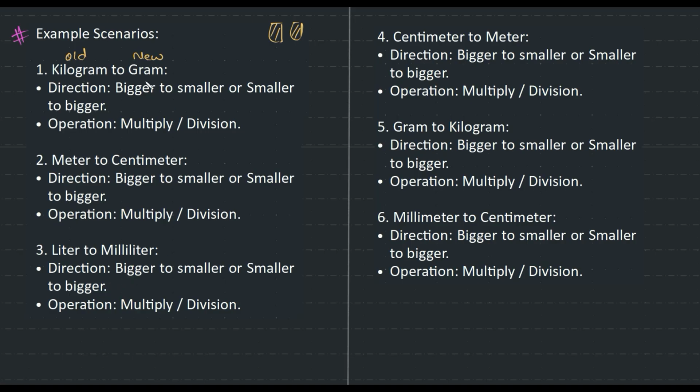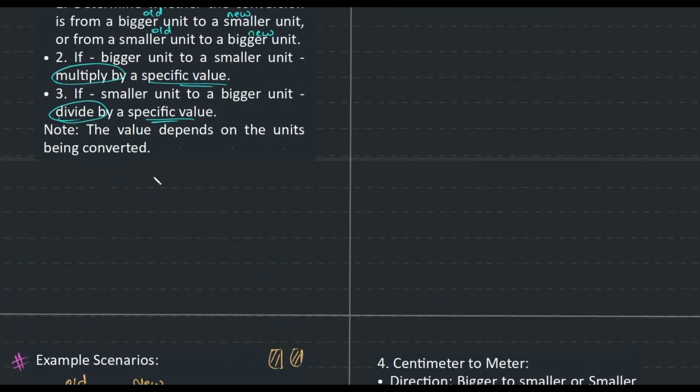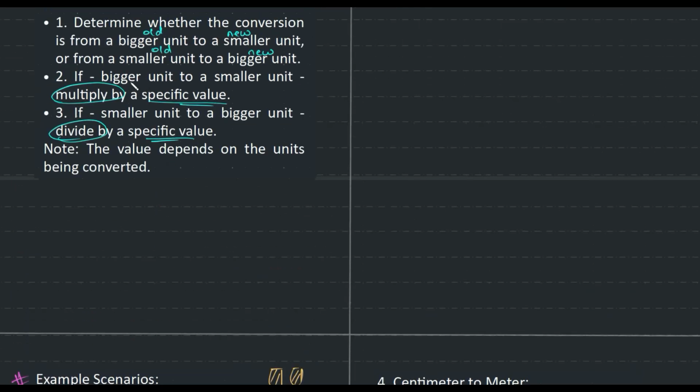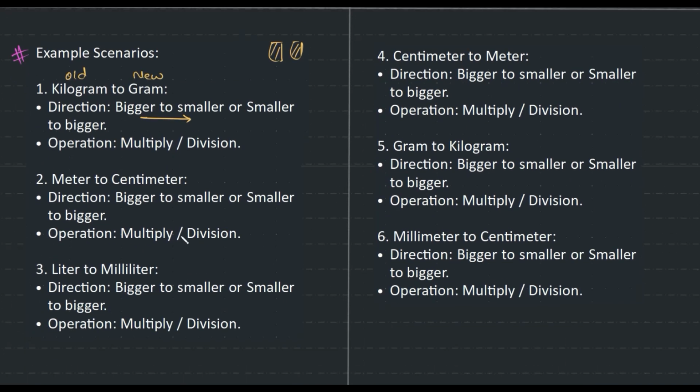Kilogram to gram. We are looking at bigger to smaller. What should we do? We should multiply. What value we should multiply by, we are not looking at; we are just looking at, yes, we should multiply. Meter to centimeter. Yes, meter is bigger than centimeter, so this is bigger to smaller, and we need to multiply. Liter to milliliter. Again, this too is bigger to smaller, and we need to multiply.